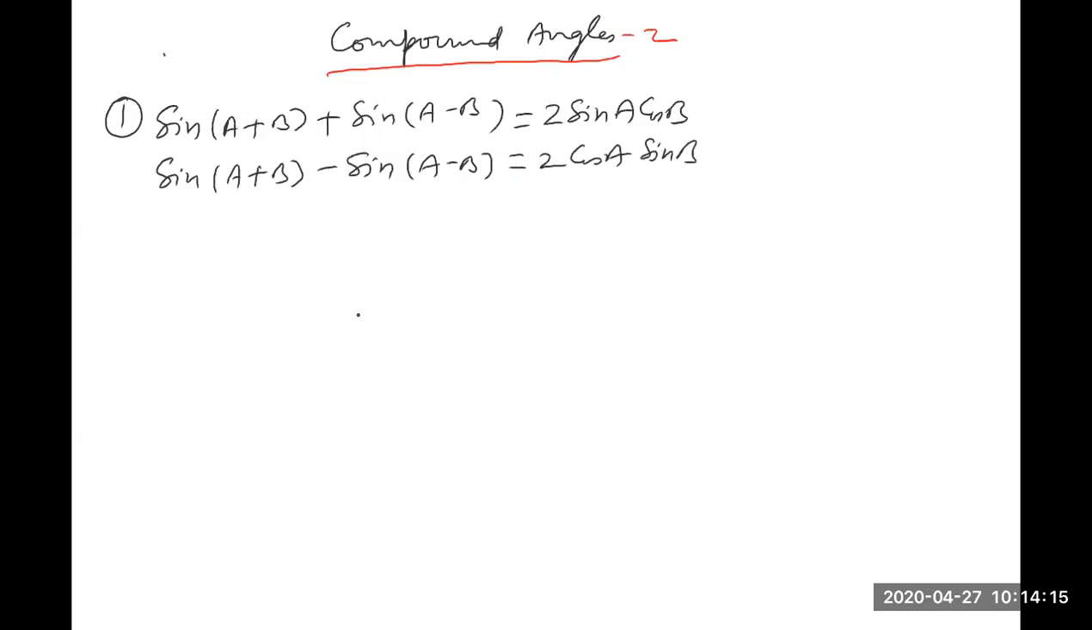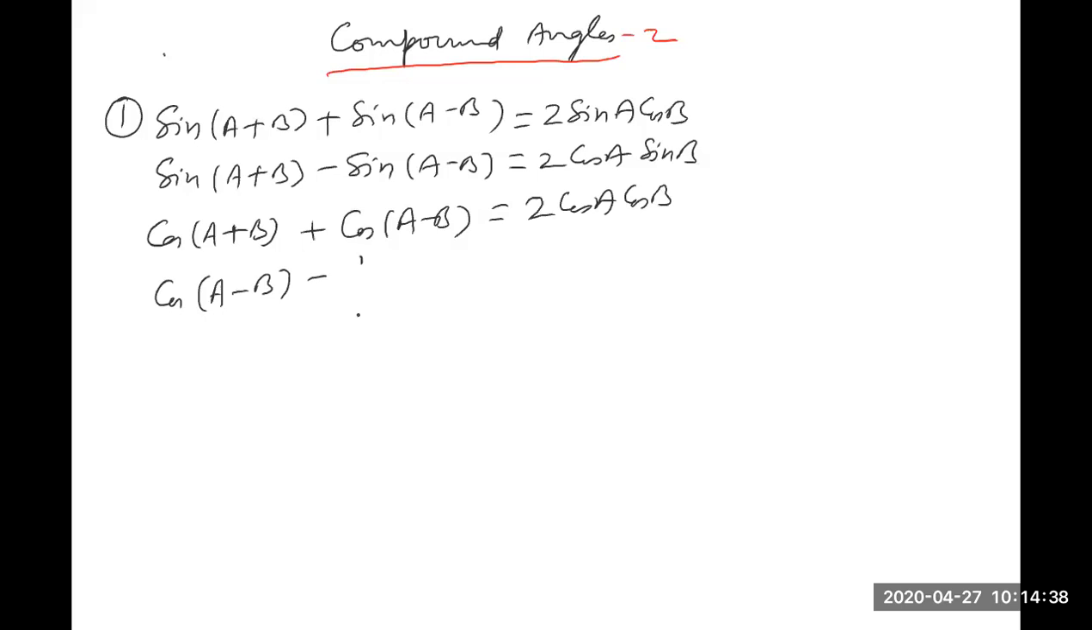Third formula was cos A plus B plus cos A minus B. Everybody must revise. Write again so that you can remember this. That is equal to 2 cos A cos B. And cos A minus B minus cos A plus B. See the order. This order. So this is equal to 2 sin A sin B. Both are sin and both are cos.